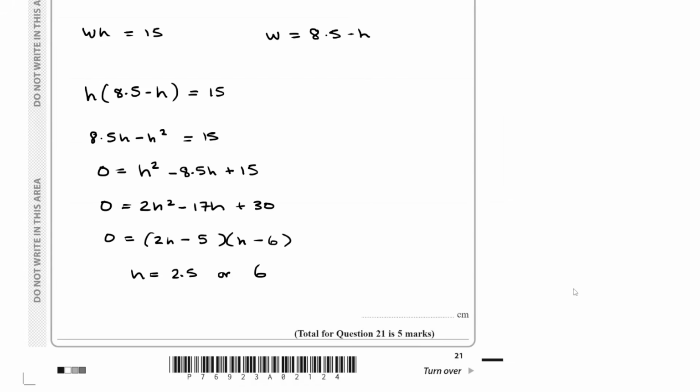Now the question only asked for the height, and it stated that the width of the cuboid was greater than the height of the cuboid, so I know the height has to be the smaller one. And technically the width would be 6. But they've only asked for the height, so I will leave it as 2.5 centimetres. And as you can see, that is 5 marks.